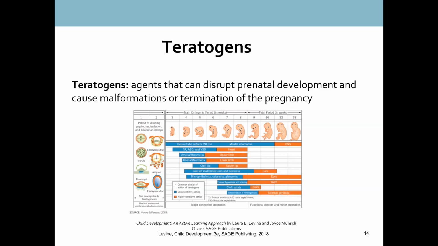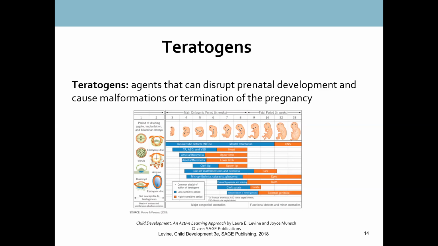So the highly sensitive periods come earlier. They are the blue areas. The less sensitive periods come later. They are the orange areas. So the mistake is, I left it on the slide because this is a duplicate of the textbook, so I don't want you to get confused when you read your textbook. So make a note of that.